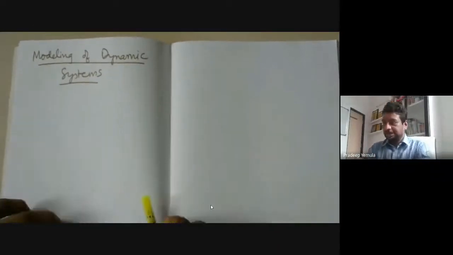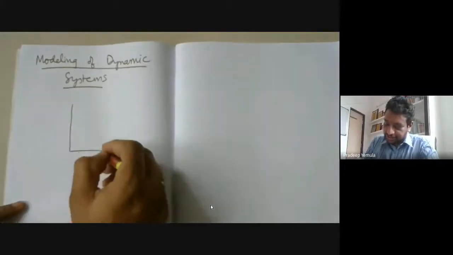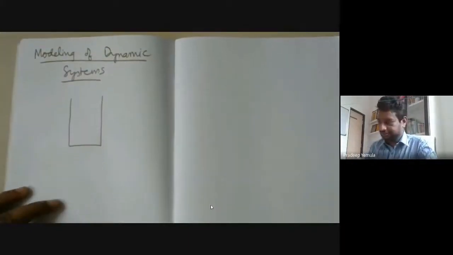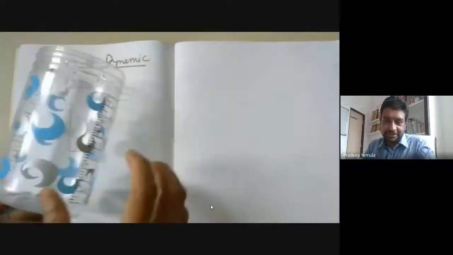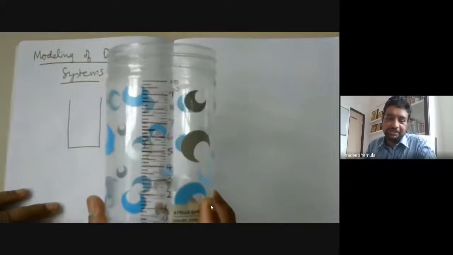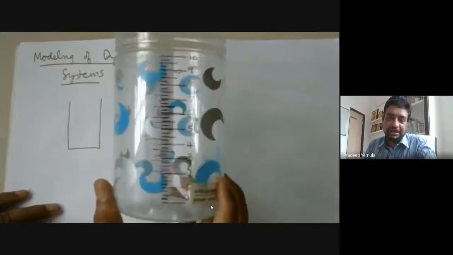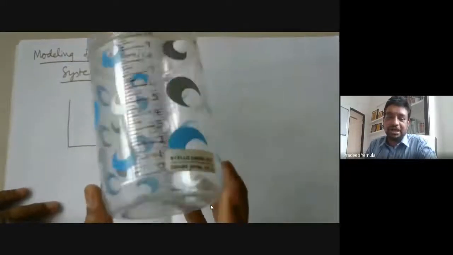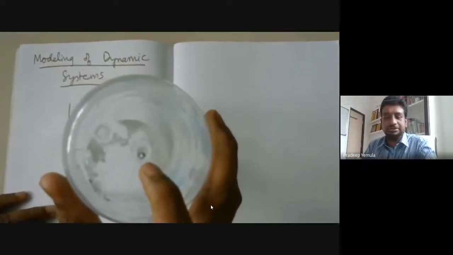Okay, so for dynamic system, I'll be using something like a jar of water. Okay, so I'll show you. So if you see, I have just a regular bottle here. Okay, so it is having 10 centimeters height. So I have marked the height here on this. I think you can see. And at the bottom, there is a small hole here. So I think that hole also you are able to see.